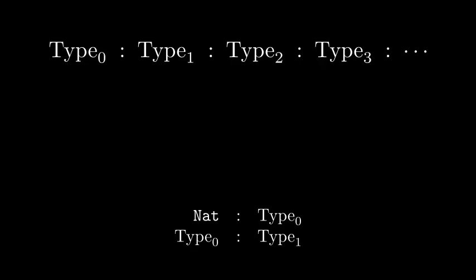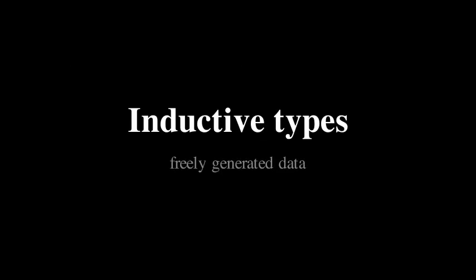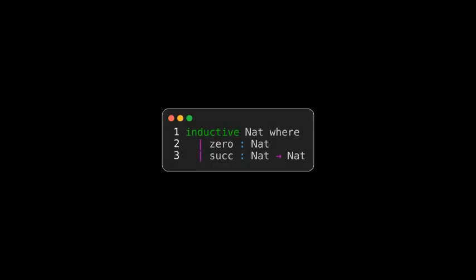CoC extended with this hierarchy is called CC omega. Concrete types like Nat live at the bottom. The type of Nat is Type 0. The type of Type 0 is Type 1. That is what kills the paradox.